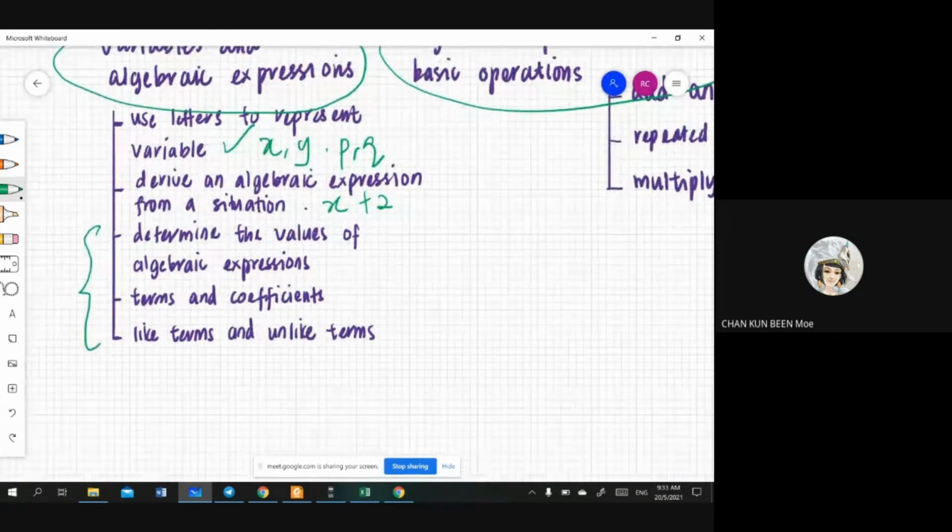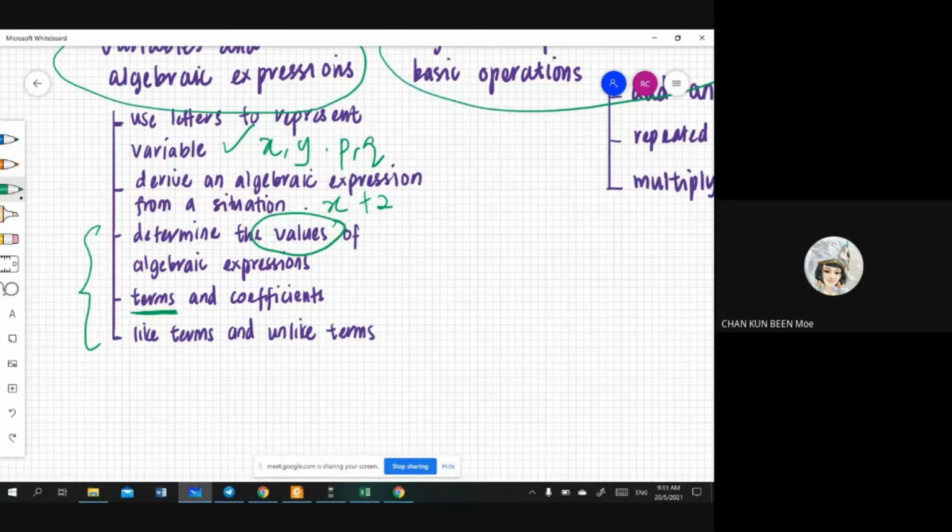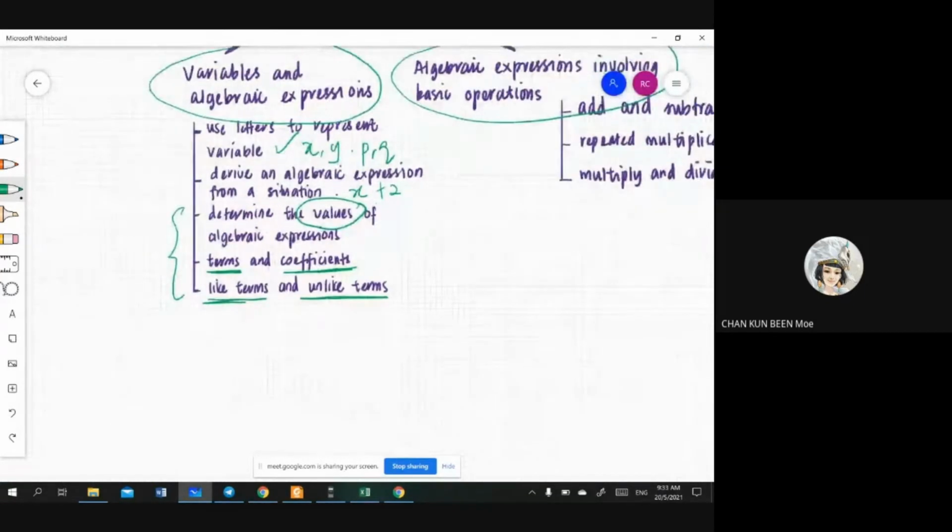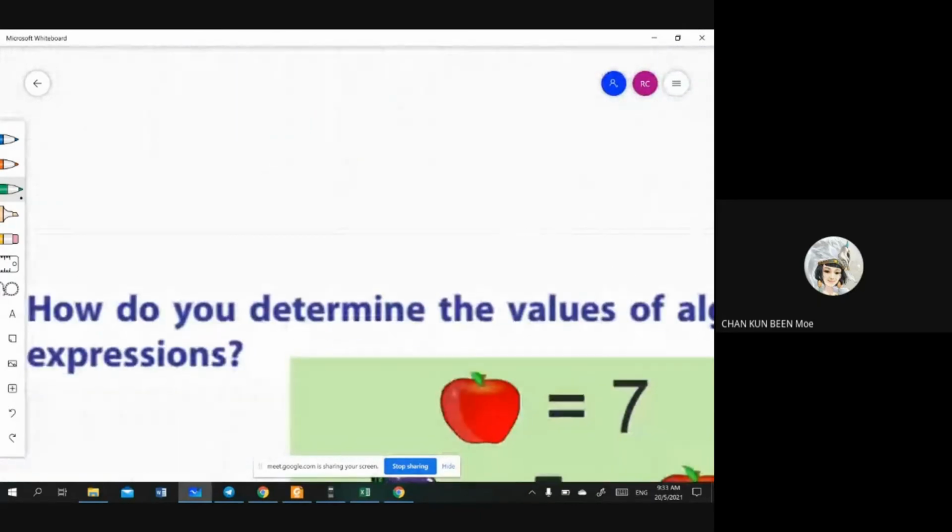We are going to learn to determine the values of algebraic expressions. We are going to find out the value of a given algebraic expression. After that, you are going to find out the number of terms in an algebraic expression, and then you are also going to identify the coefficient of the algebraic term. Lastly, we are going to learn what are like terms and unlike terms. So we proceed to our lesson using the first part over here.